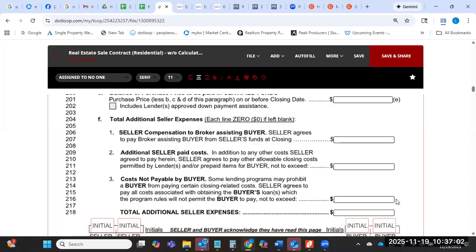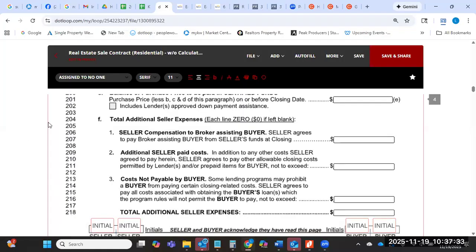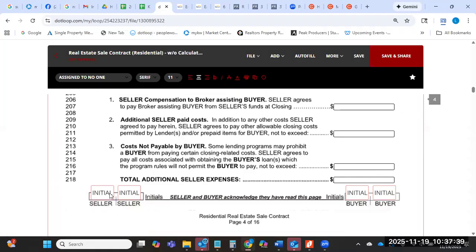Then very seldom would you put anything on line 216. I went over this the other day. Very few times would you put anything in that line unless you're working with a special lender provided program. So check with the lender, but conventional, USDA, FHA, and VA do not have any requirements that the buyer can't pay for something anymore. They used to, but they still might apply in some specific lender provided programs. But then on line 218, we have a total of that entire subparagraph, subparagraph F. The seller compensation and any closing costs that we're asking the seller to pay are then totaled on line 218.